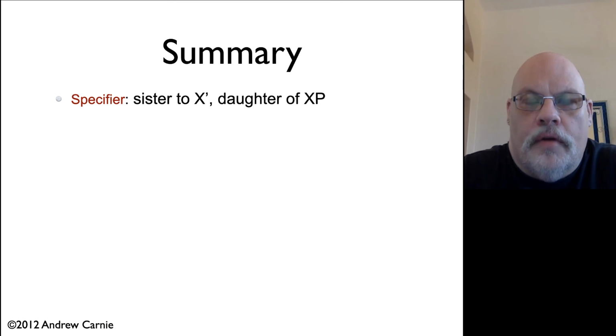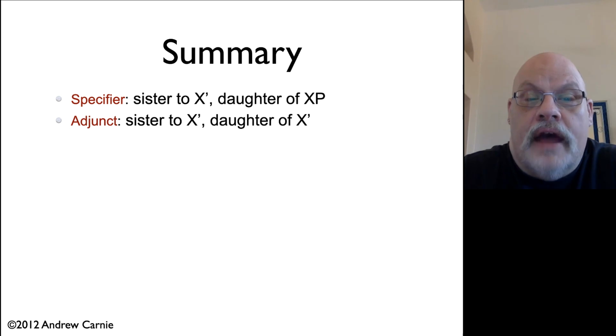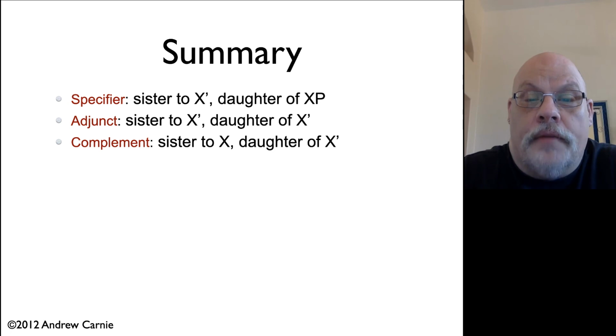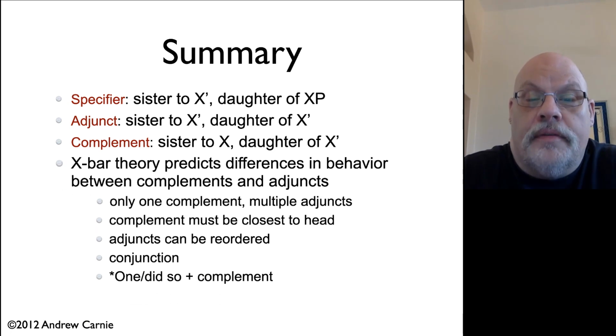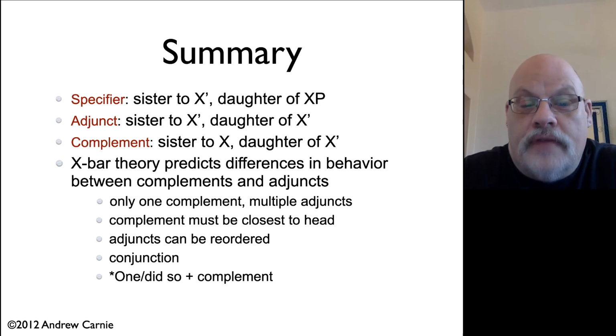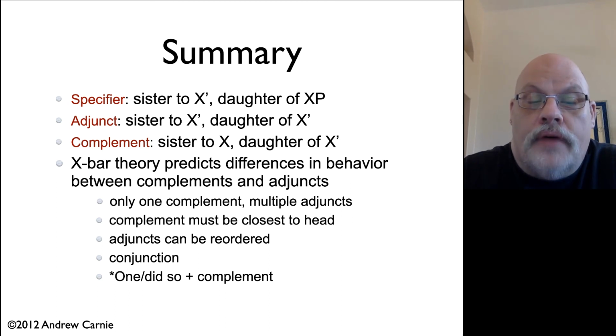So to summarize what we've talked about in this video, specifiers are sister to bar, daughter of a phrase, adjuncts are sisters to bar, daughter of bar, and complements are sister to head, daughter of a bar. This makes a number of predictions about the difference in behavior between complements and adjuncts. You can only have one complement, you can have multiple adjuncts. Complements have to be closest to the head. Adjuncts can be reordered with respect to each other. You can conjoin complements with complements, adjuncts with adjuncts. And you cannot do one replacement or do so replacement before a complement, but you can before an adjunct.